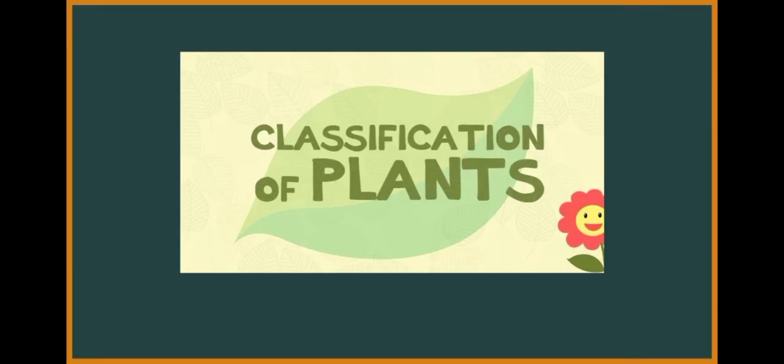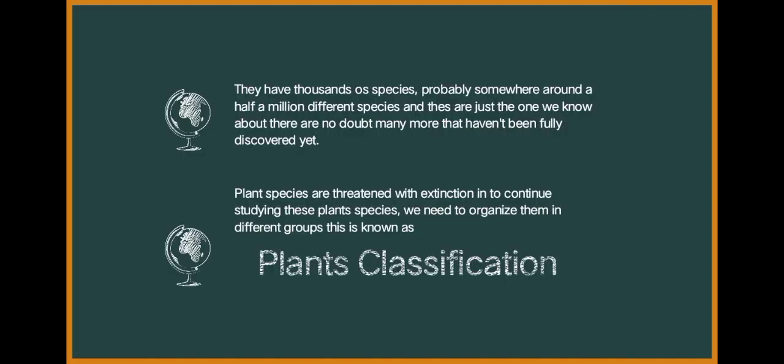This topic talks about the classification of plants and other organisms. Plants are extremely complex and diverse. They have thousands of species. In fact, there are probably somewhere around 500,000 different species, and these are just the ones we know about. There are no doubt many more that haven't been fully discovered yet.